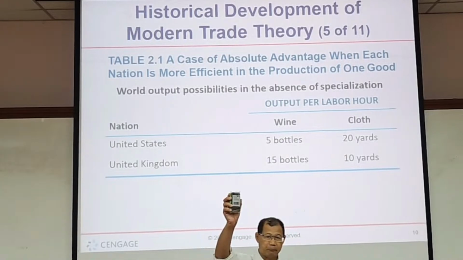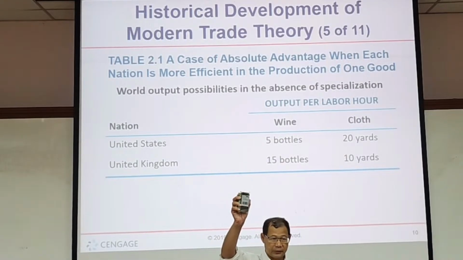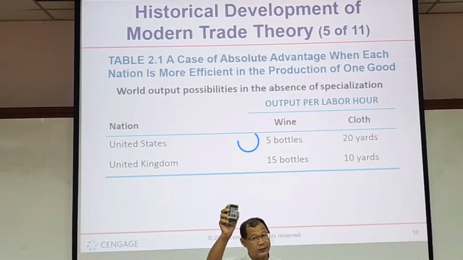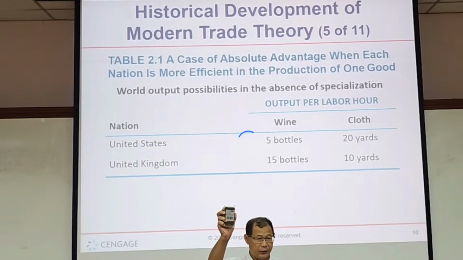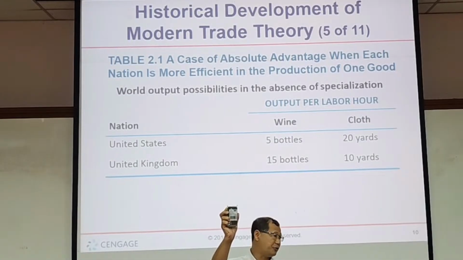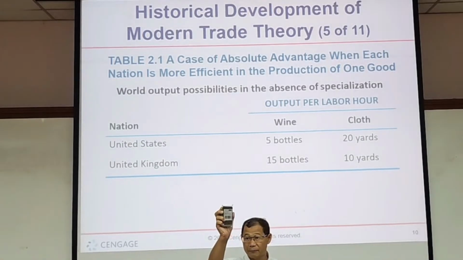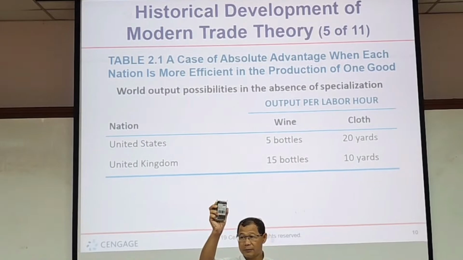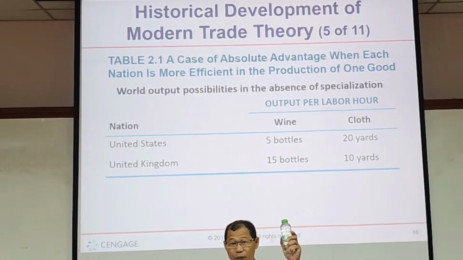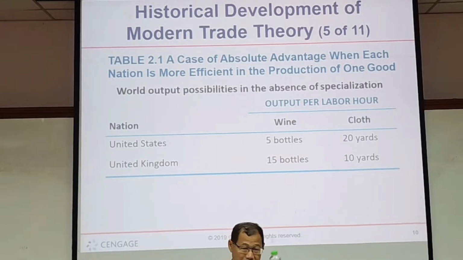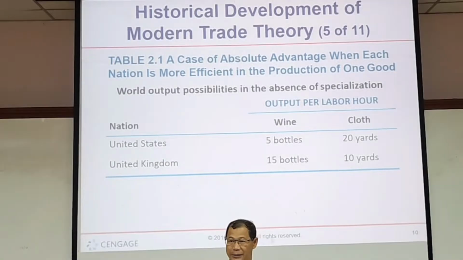Product Y, a different product. Which country uses less? Country A uses 6. Country B is more efficient in the production of product Y, the opposite. So, given one product to produce, which country uses less amount of labor? That country is more efficient, so that country will specialize in that product. That's absolute advantage, given one product.